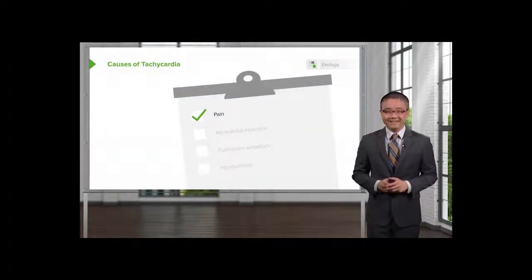Let's first visit tachycardia. When I was a resident, one of the things that we were always most afraid of is being called by the nurse to the bedside and told that your patient had a sinus tachycardia. Why is that? I'll show you in a second.